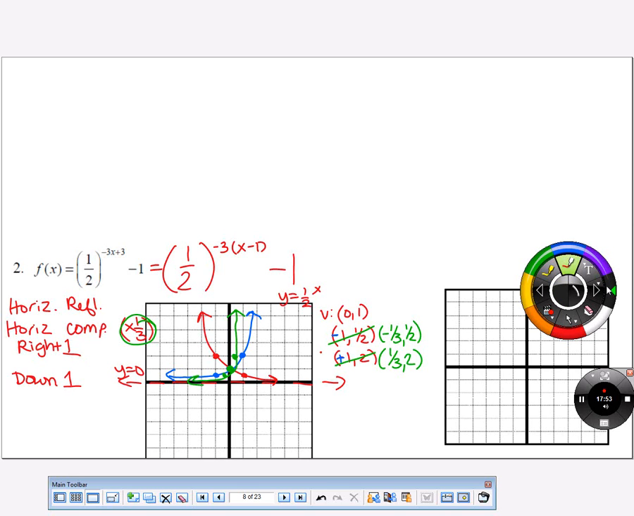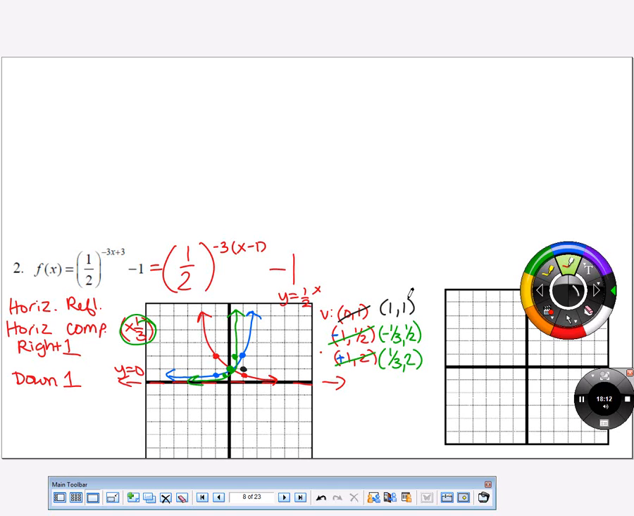So I'm just going to go ahead and move everything to the right 1 unit. The asymptote doesn't have to move right or left. It goes infinitely in both directions, so it kind of just stays there. So the vertex point now moves here. Okay, instead of at (0, 1), it's now at (1, 1).